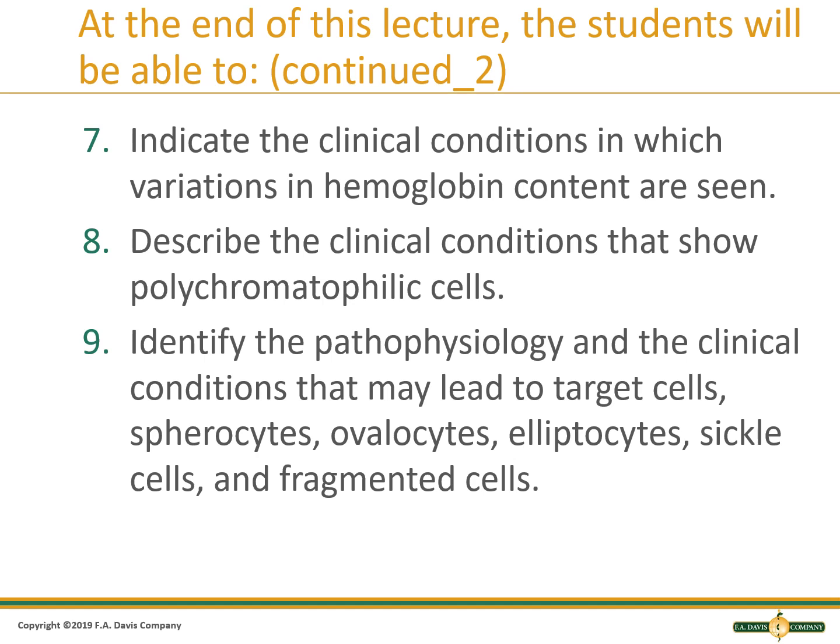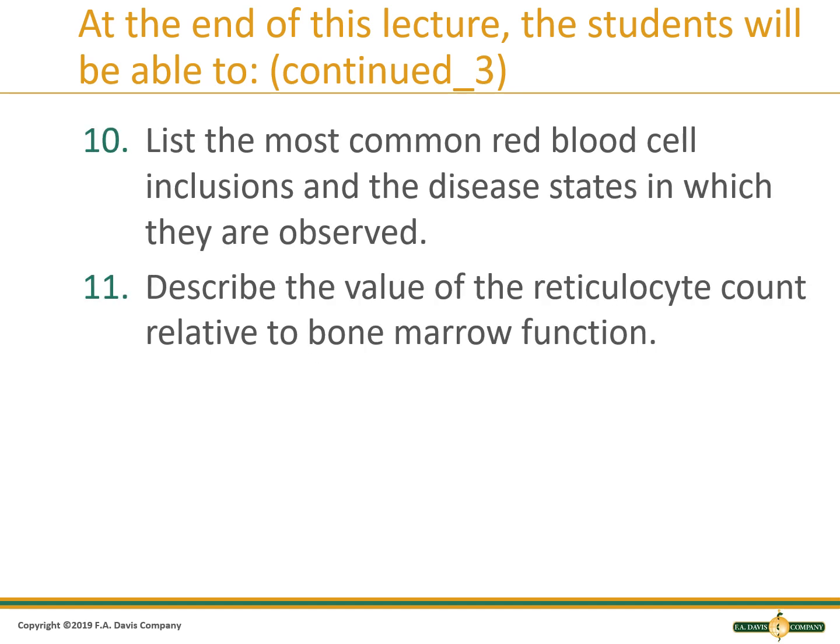indicate the clinical conditions in which variations in hemoglobin content are seen, describe the clinical conditions that show polychromatophilic cells, identify the pathophysiology and the clinical conditions that may lead to target cells, spherocytes, ovalocytes, elliptocytes, sickle cells, and fragmented cells. List the common red blood cell inclusions and the disease states in which they are observed, and describe the value of the reticulocyte count relative to the bone marrow function.